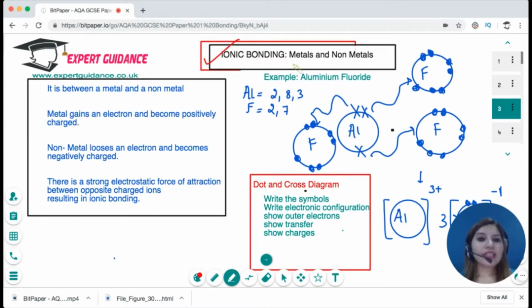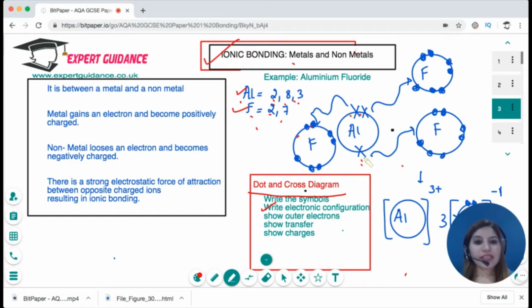Now, what is ionic bonding? Ionic bonding is between a metal and a non-metal, and you should understand how to draw the dot and cross diagram. In a dot and cross diagram, you do three things. First of all, write the elements and their electronic configuration, and just draw their outer electrons. So aluminium is 2,8,3, fluorine is 2,7. In aluminium, I've drawn 3 electrons with a dot or a cross, and for fluorine I'll draw 7 electrons.